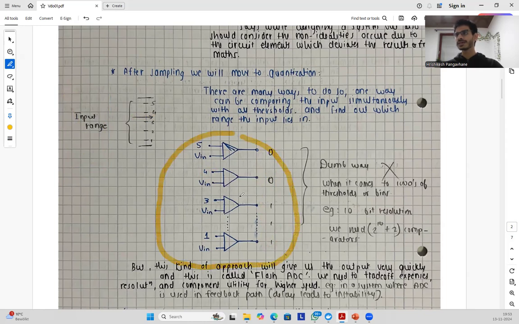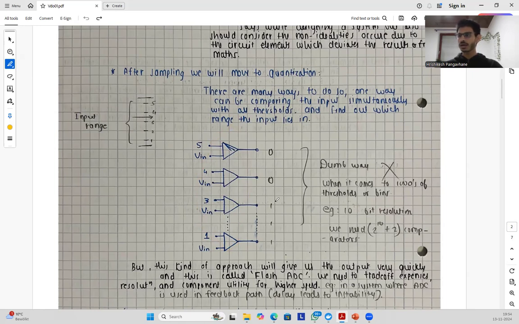And this method is basically a dumb way to go, because when it comes to thousands of thresholds, like we are using Node MCU in our lab, right? Node MCU has a 16-bit resolution, so it goes to 2 to the power 16 levels. When it comes to that much of thresholds or bins, we need basically 2 to the power 16 comparators, and that's very hard to implement on a system because it's very costly, very space consuming, and energy consuming. So that's not a way to do that.